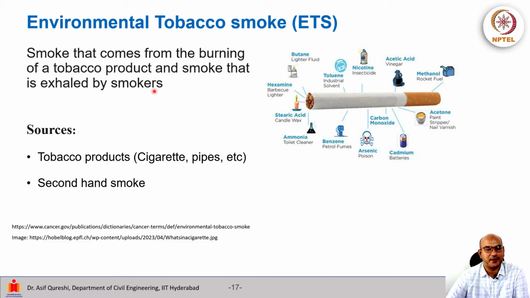So environmental tobacco smoke basically comes from tobacco products, cigarettes, pipes, so first hand, and we also already know, and it is quite recognized, that second hand smoke is also a very important exposure route for tobacco smoke.